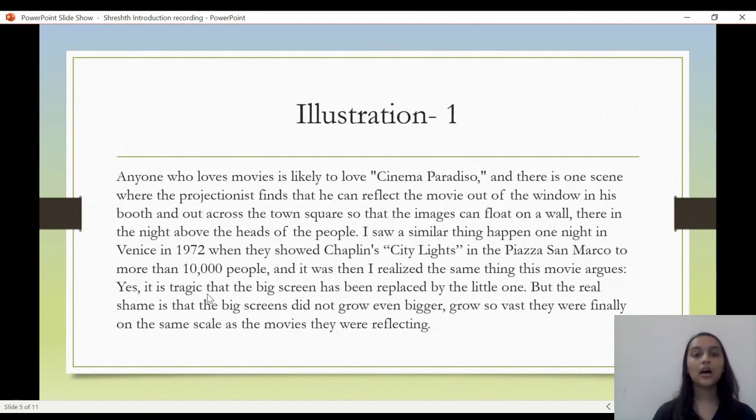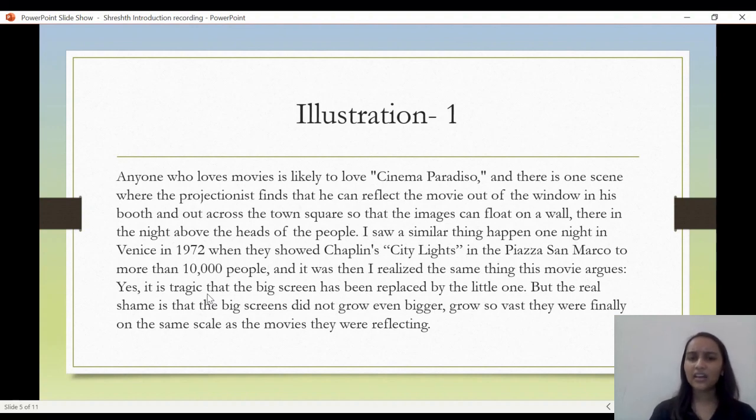Alright. Now let's look at a few illustrations. Illustration 1. Anyone who loves movies is likely to love Cinema Paradiso. And there is one scene where the projectionist finds that he can reflect the movie out of the window in his booth and out across the town square so that the images can float on a wall, there in the night above the heads of the people. I saw a similar thing happen one night in Venice in 1972 when they showed Chaplin's City Lights in the Piazza San Marco to more than 10,000 people.